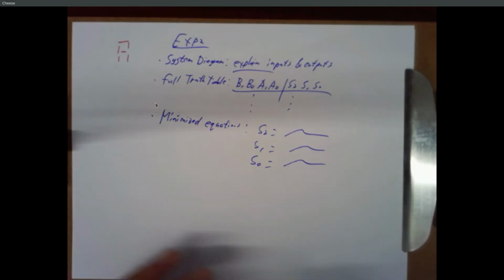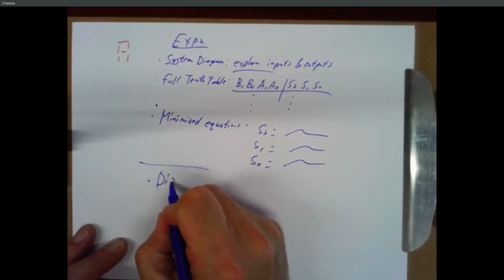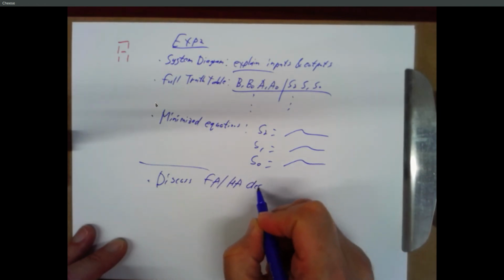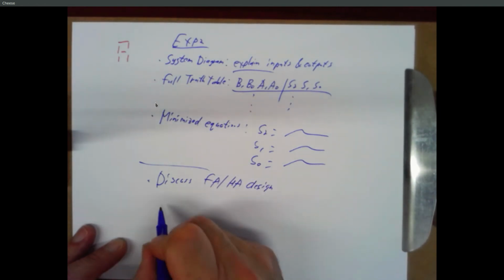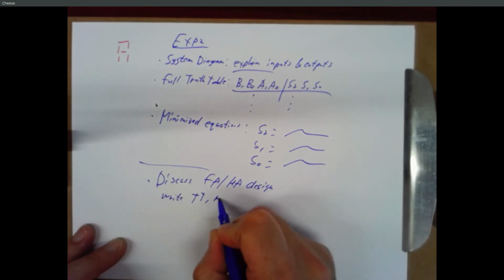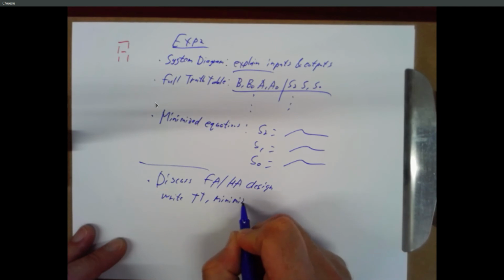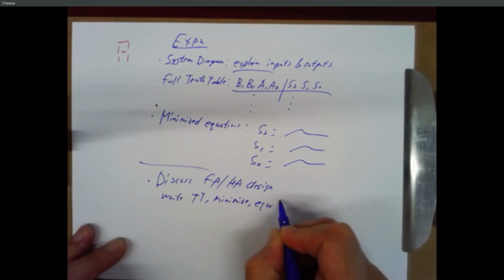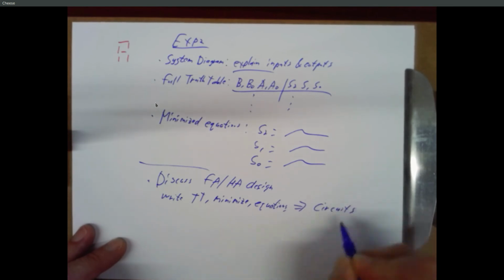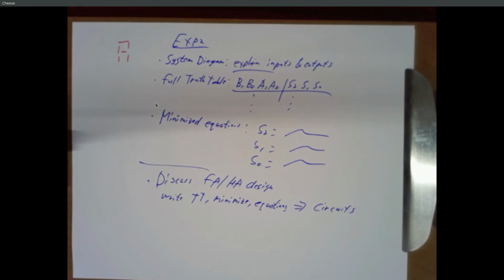So at this point, discuss full adder, half adder design. Write truth table, minimize equations, and then circuits. And most likely the circuit you want to come up with in the end is using a half adder, full adder design.